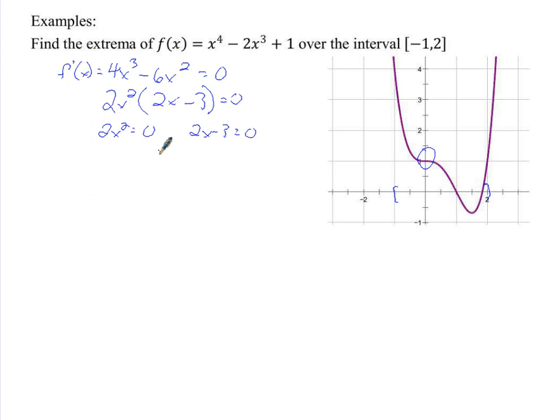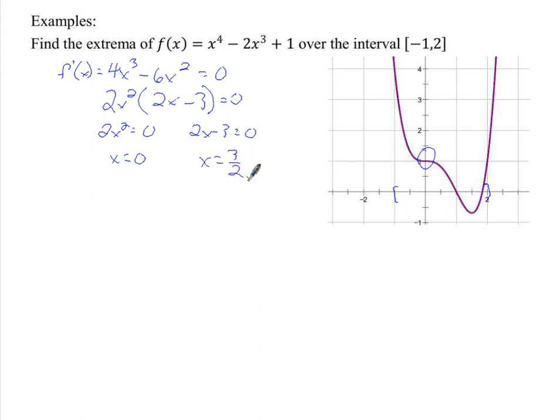I divide both sides by 2, and then I take the square root of both sides, and I get x equals 0. Technically that would be plus or minus the square root of 0, but that's just 0. Then I add 3 to both sides, and I divide both sides by 2, and I get x equals 3 halves on this one.